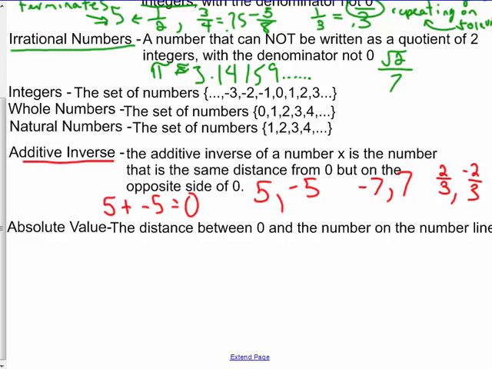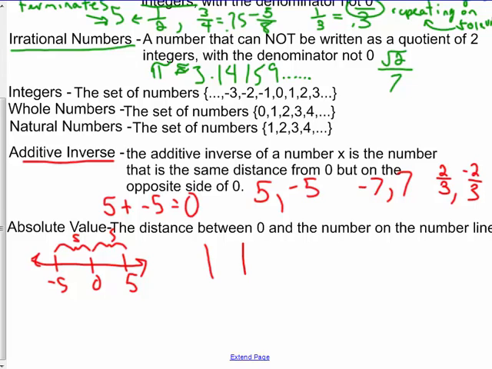The next one, absolute value. I know we've seen this before. It's the distance between 0 and the number on a number line. How far is 0 away, or how far is a number away from 0? So if I look at 5 and 0, how far is 5 away from 0? It is a distance of 5. But if I look at negative 5, how far is negative 5 from 0? Well, it's the same thing. It is a distance of 5.